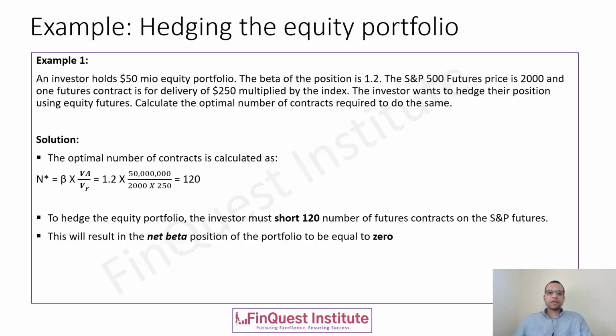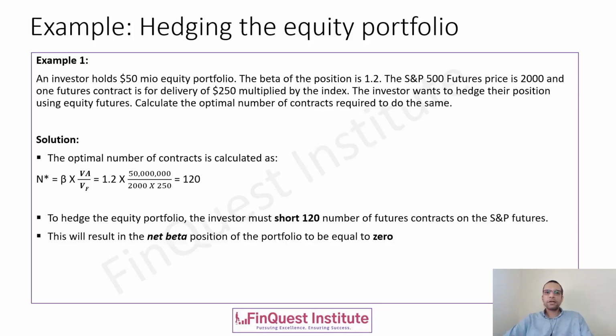So a couple of steps. The first step is to calculate the optimal number of contracts. We use the formula for N star which we discussed earlier, and we just plug in the numbers. So 1.2 is the beta, 50 million is the current value of our equity portfolio, divided by 2000 into 250, which is the multiple for the futures price. This comes out to be 120. So this is the optimal number of contracts. That is, the investor has to short 120 contracts on the S&P futures in order to hedge their position.